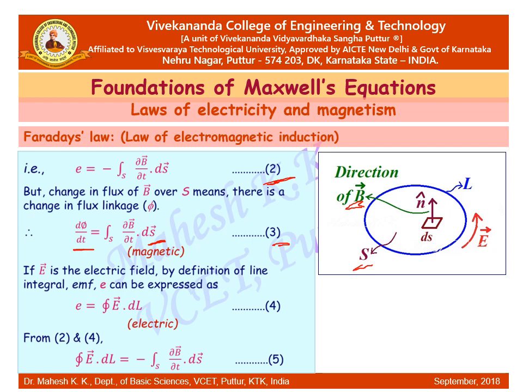If E is the electric field, by definition of line integral, EMF E can also be written as the line integral of E into dl. That is the electric part, which we call equation 4. From 2 and 4, because the left hand sides are equal, the right hand sides can also be equal. So the integral of E vector dl is equal to minus the surface integral of dou B by dou t into ds.